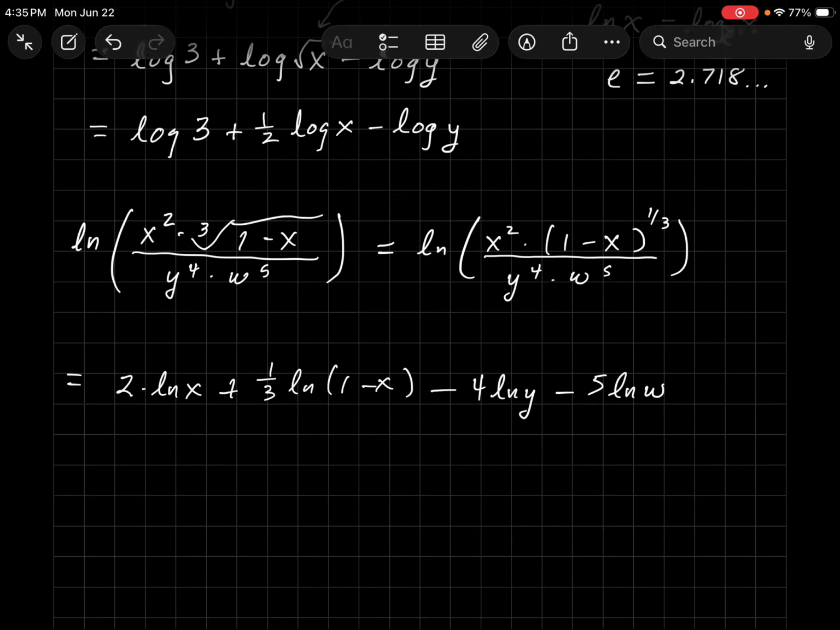So the back part will be minus 4 natural log of y minus 5 natural log of w. As stated, I do want to see it here. I could have subtracted the entire denominator instead and say, well, it's multiply. Why isn't it addition? It is, but it's minus the entire thing, right?